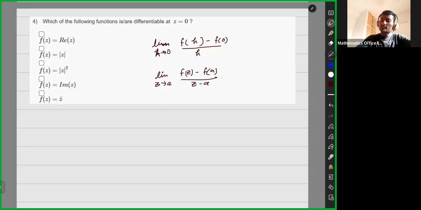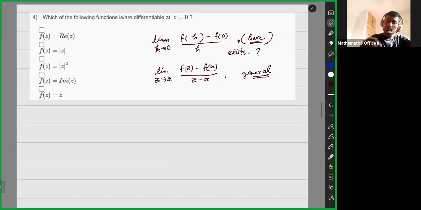So both are equivalent. This is for the general case, but here we use this. If this limit exists, then we say it is differentiable. This is the question. Okay, so now we are coming to our question.